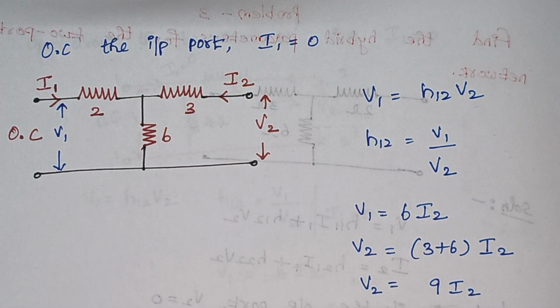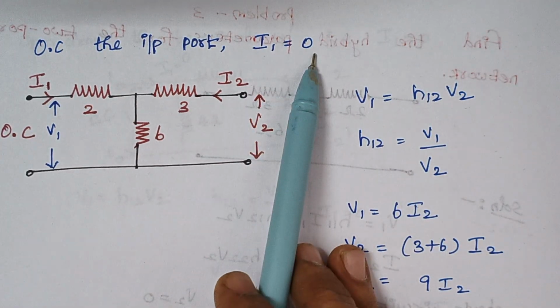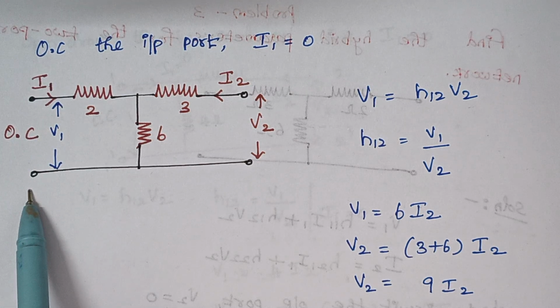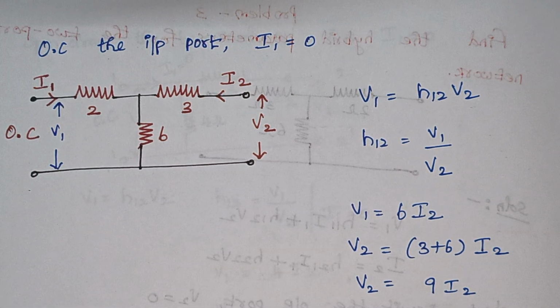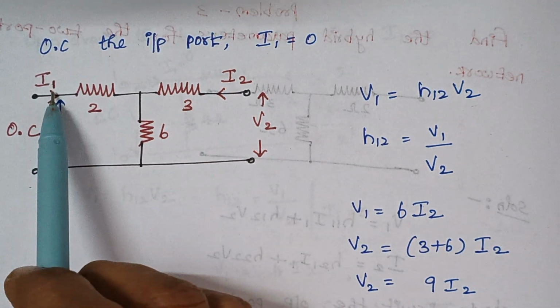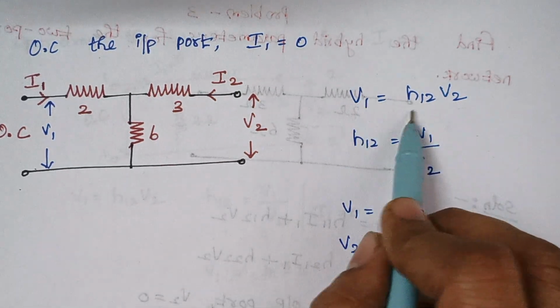So now we are going to calculate the remaining two parameters. For that, we are going to make the term I1 as 0. I1 can be made 0 whenever there is an open circuit, because the current never flows in an open circuit path. So when you open circuit this V1, obviously I1 is made 0. So here we can easily calculate H12.